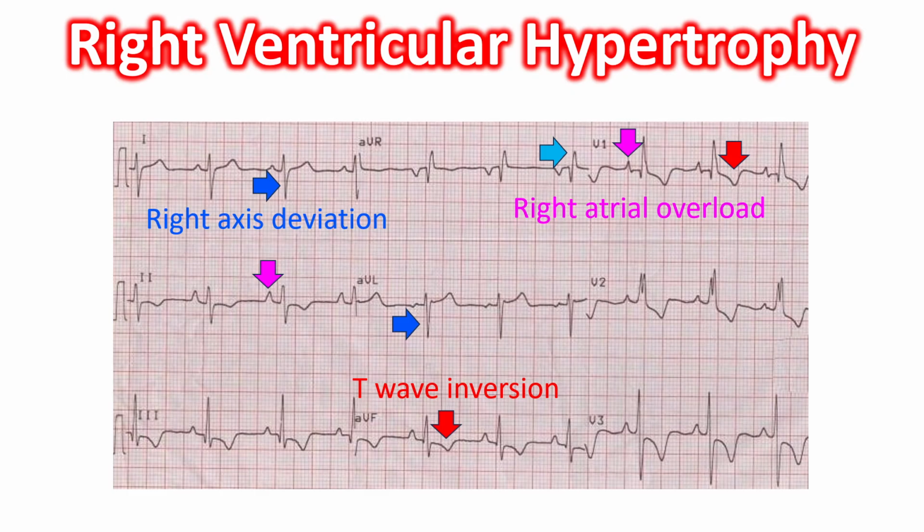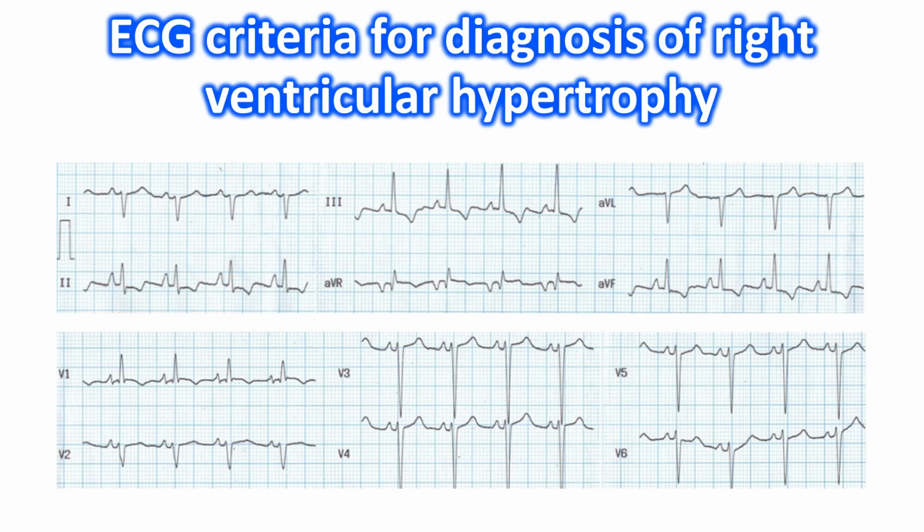Other important cause of right ventricular hypertrophy is pulmonary hypertension, either primary or secondary. ECG criteria for diagnosis of right ventricular hypertrophy are not as commonly used as that for left ventricular hypertrophy. One of the earliest set of criteria were by Myers et al.